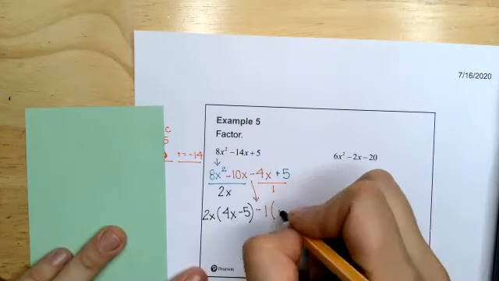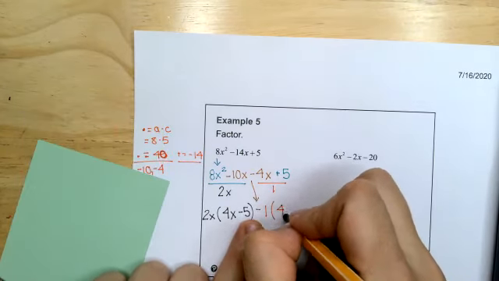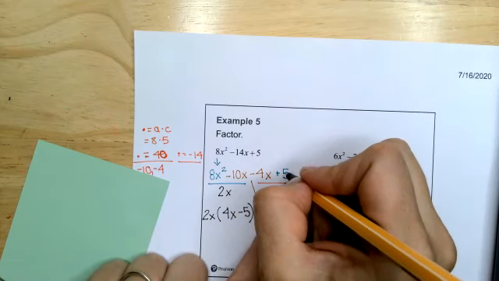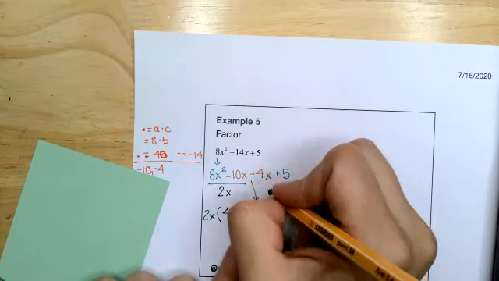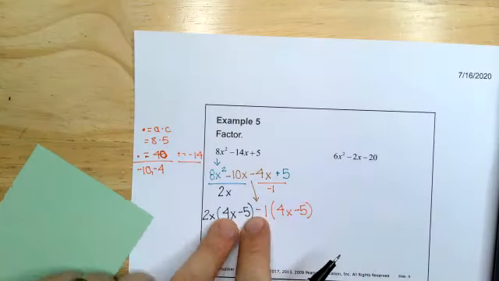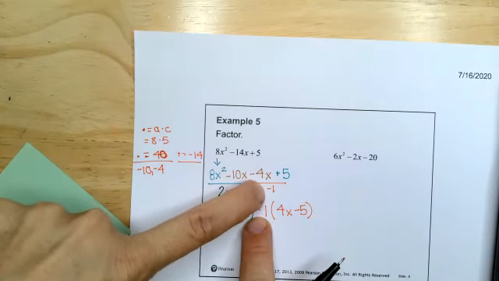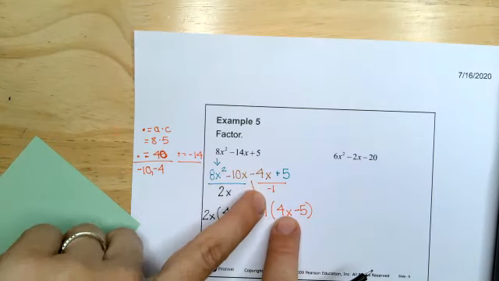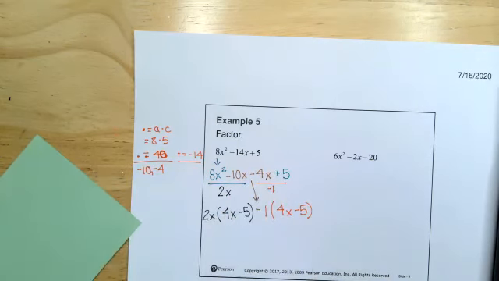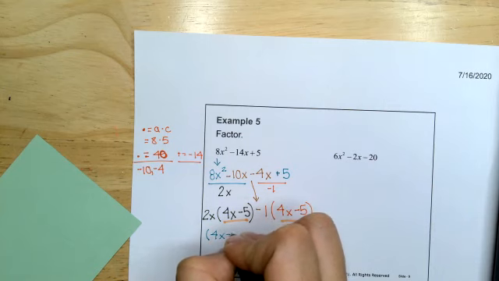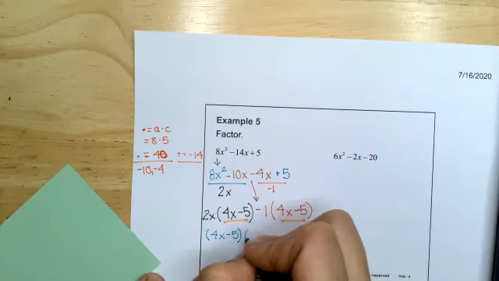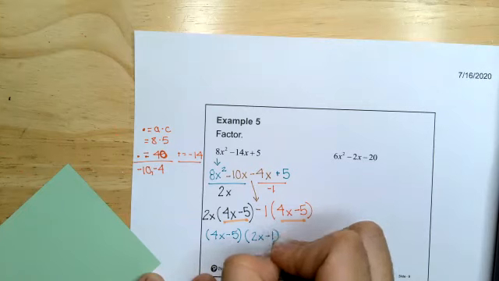Negative 4x divided by negative 1 is a positive 4x now. Positive 5 divided by negative 1 is a negative 5, okay? Because I carried that negative sign, I have to call that a negative 1. Negative 4 by negative 1 is a positive 4, but positive 5 by negative 1 is a negative 5, okay? Make sure all you're looking for is that these are the same. So that now it is 4x minus 5 times 2x minus 1.